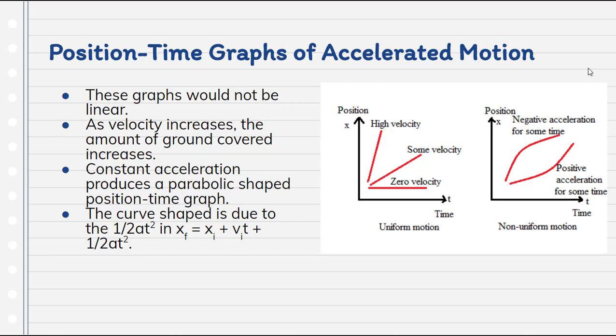So as velocity increases, the amount of ground covered increases. If we look at constant acceleration, it actually produces a parabolic shaped position time graph, because as you accelerate, your velocity increases, which means you cover more ground as a result. So with uniform motion, meaning that the velocity is the same, you're going to have linear lines. But if we have non-uniform motion, meaning that the acceleration is changing, that means that the velocity changes, which means that the ground that is covered either increases or decreases. So as a result, non-uniform motion, meaning that there is some acceleration or deceleration, results in parabolas or curved lines in the position versus time graphs.